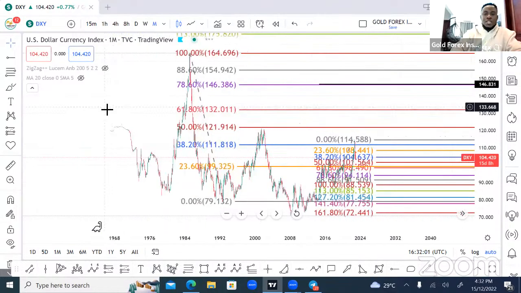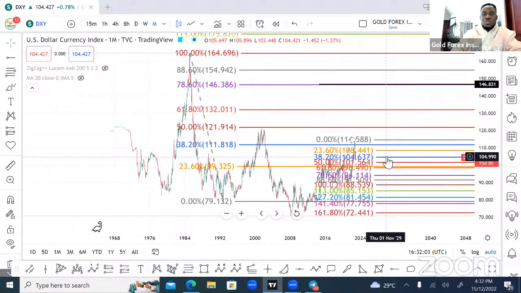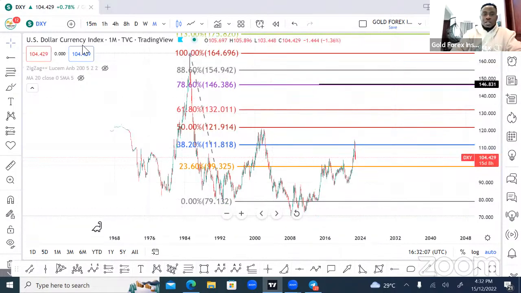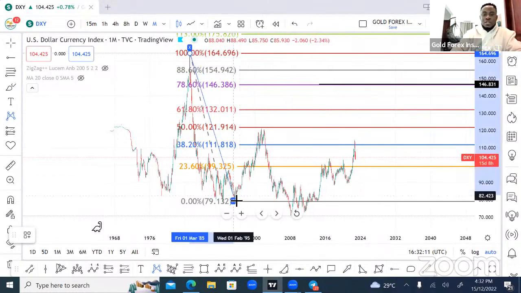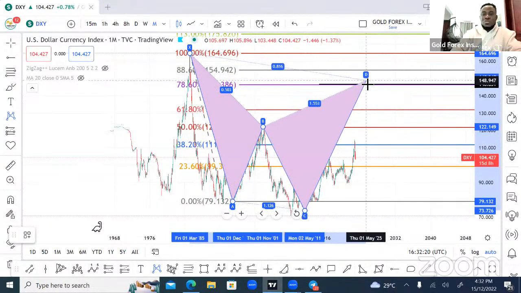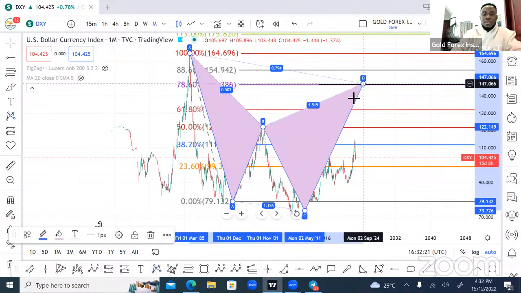Okay, we are expecting DXY to get to 78.6 here. Now, this is on the monthly time frame. Okay, this is on the monthly time frame. So this is the break of market structure and retest. So we are expecting DXY to really go that far.